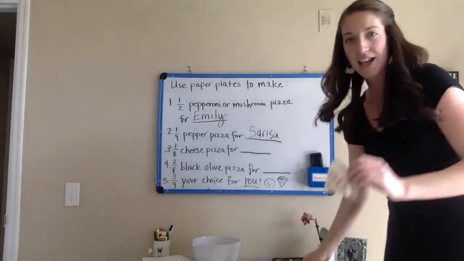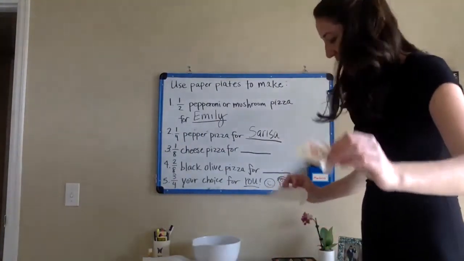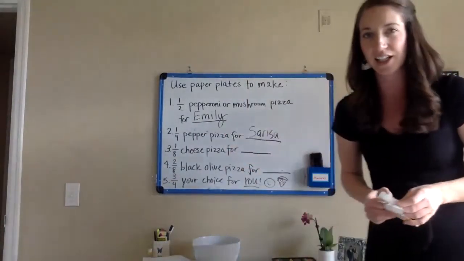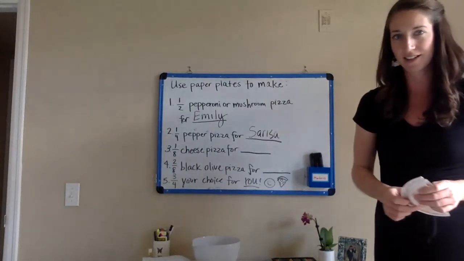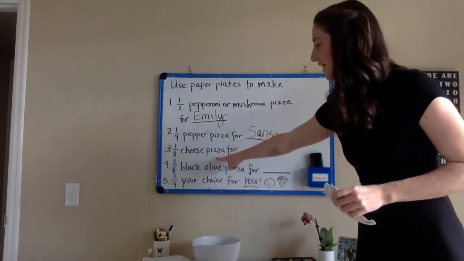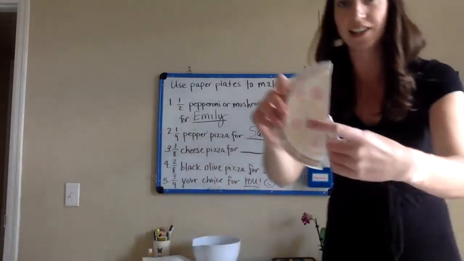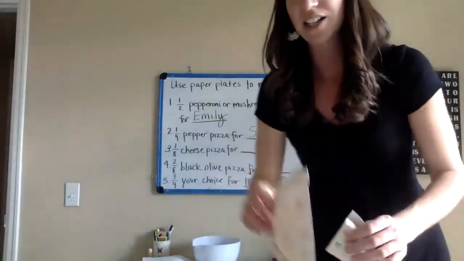So I have made Sarissa's pizza. I made a half a pizza for Emily. The next thing that you're going to do independently is make an 1/8 of a cheese pizza for whoever you'd like. And just remember to write their name and the fraction.